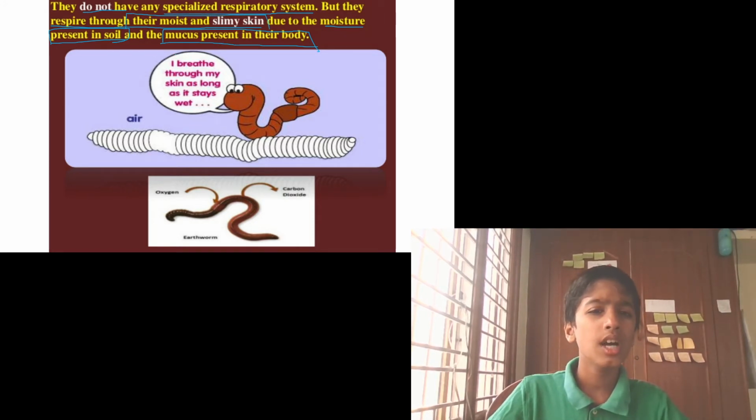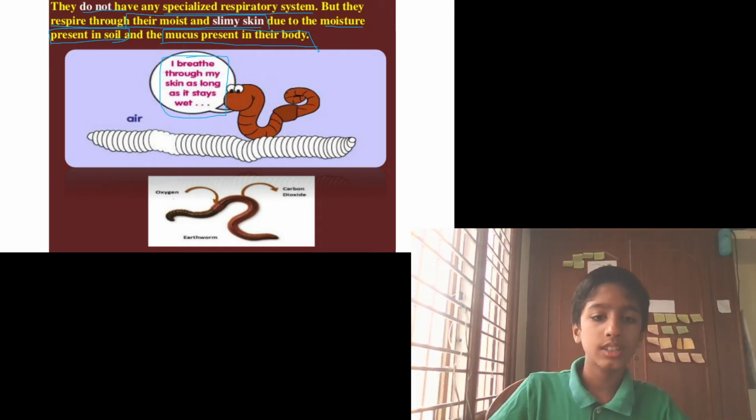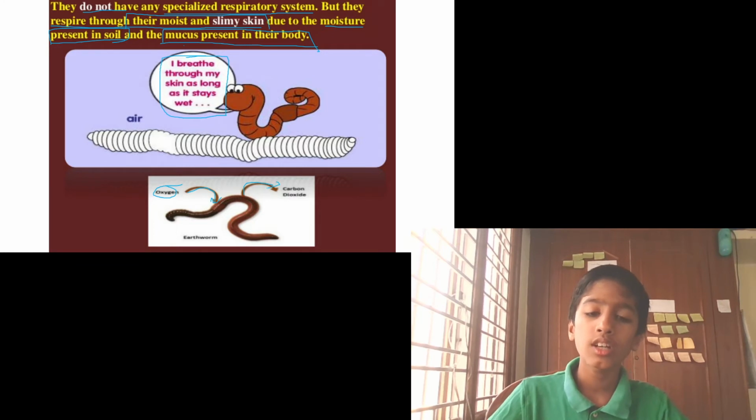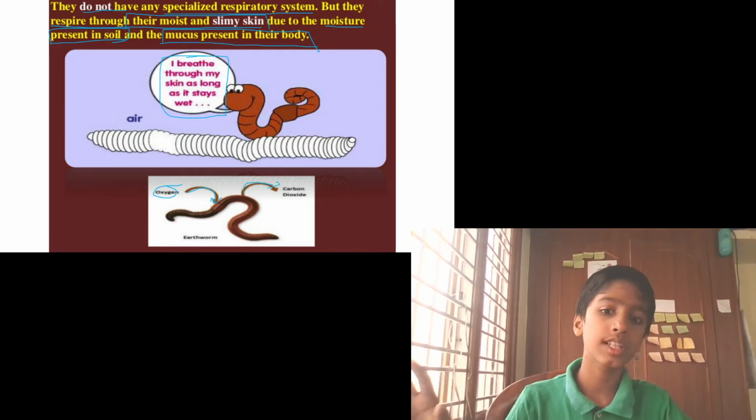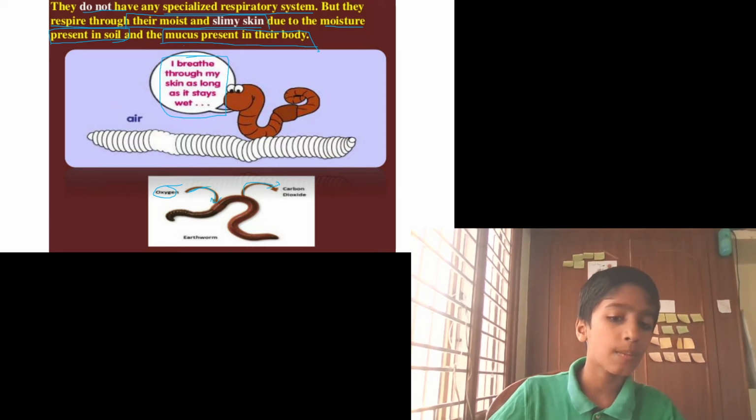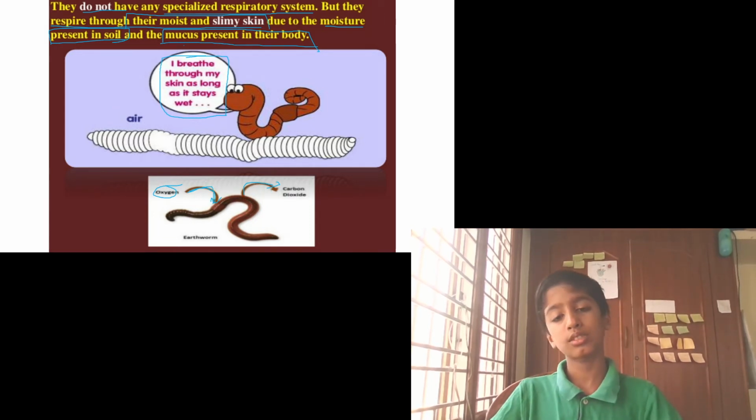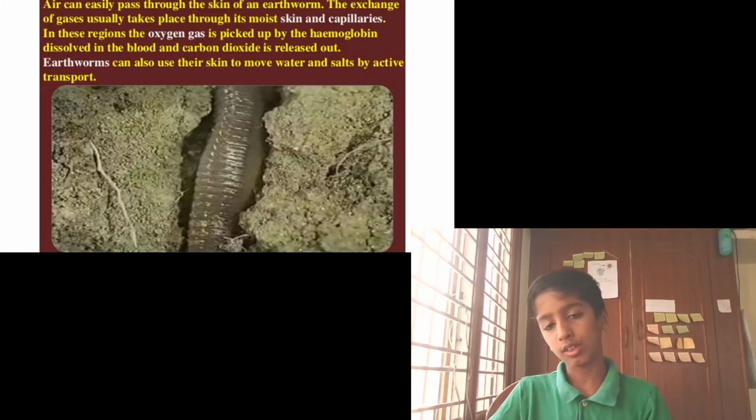I breathe as long as my skin stays wet. Yes, I breathe through my skin as it stays wet. See here, air and oxygen. You can see here at the bottom, oxygen enters like this to here, and the carbon dioxide leaves. Almost everyone breathes in oxygen and leaves out carbon dioxide. That's how earthworms take in the oxygen like this and leave out the carbon dioxide.